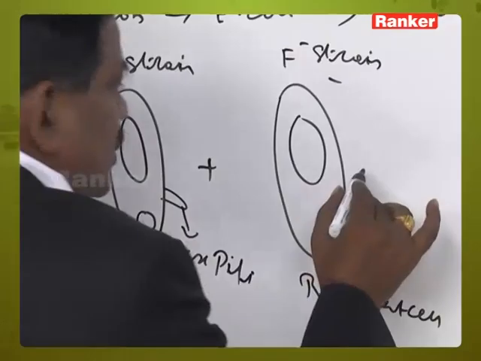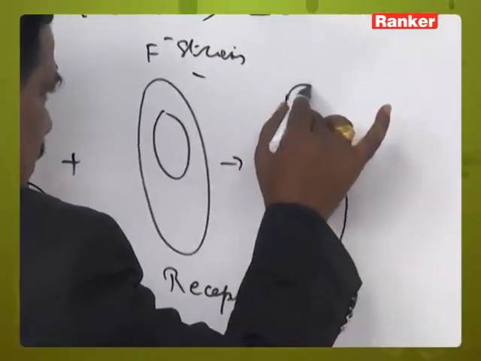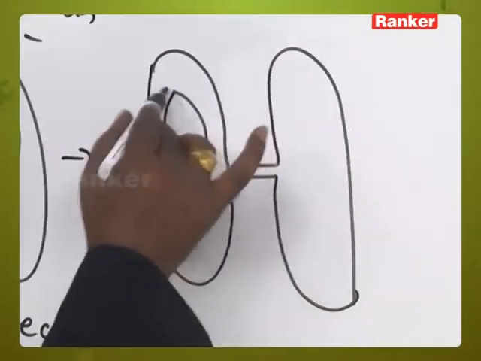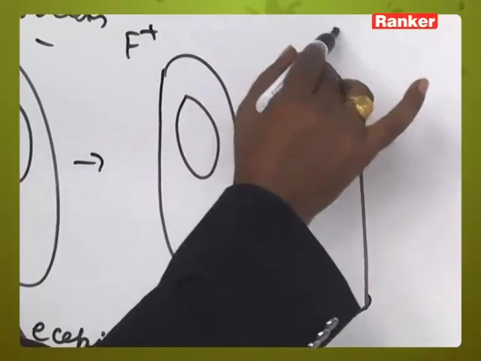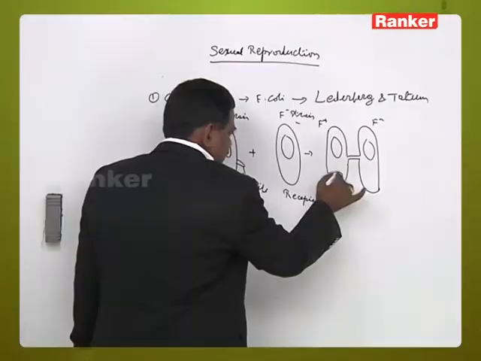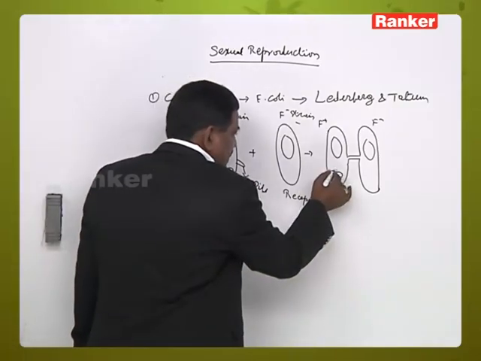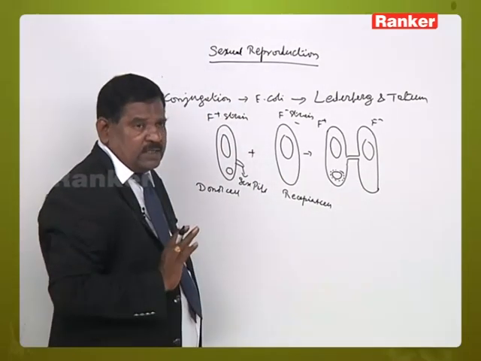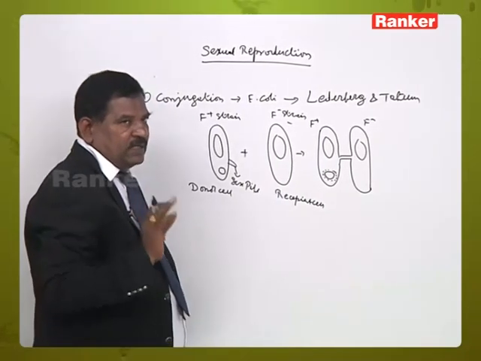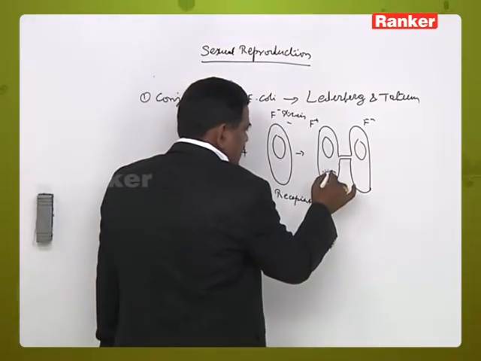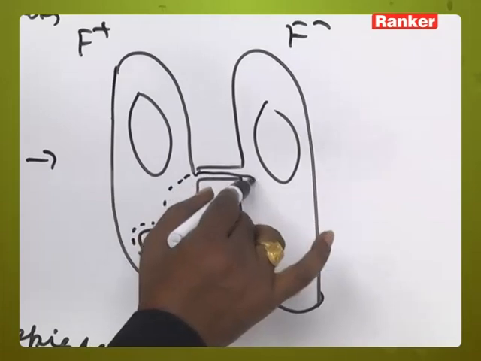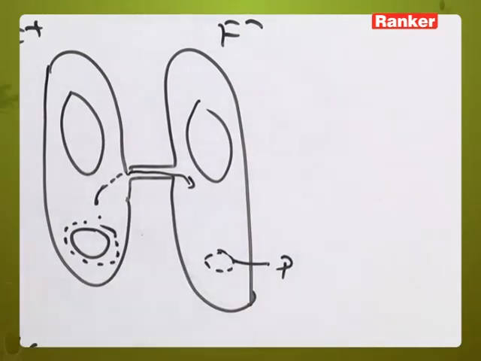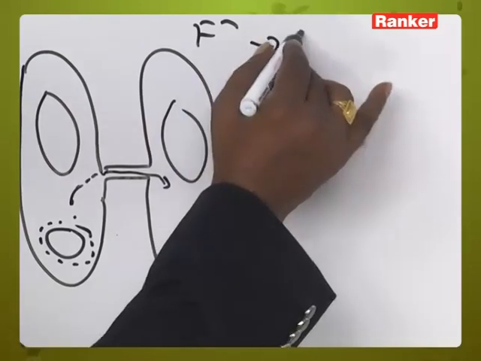With the help of sex pili, these two bacteria attach to one another. A conjugation tube is produced by the sex pili. This is the F plus and this is the F minus. The plasmid present in the F plus strain replicates. It is not the semi-conservative method; it is a conservative method. The replicated plasmid, one copy, is transferred to the F minus strain. The F minus strain that receives the copy of the plasmid becomes an F plus strain.